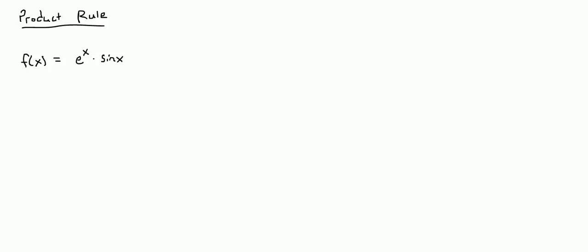So in this function, we have e to the x, and it's multiplied by sine x. So this is two different parts, and they're multiplied together. Two different functions multiplied together. I'm going to call one of them u, and one of them v.